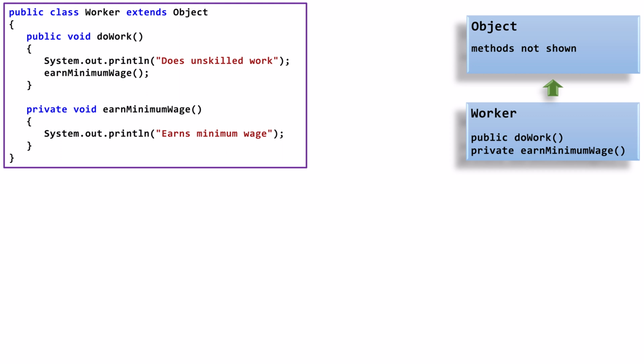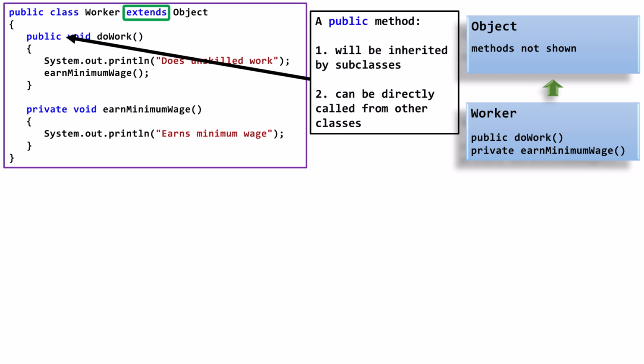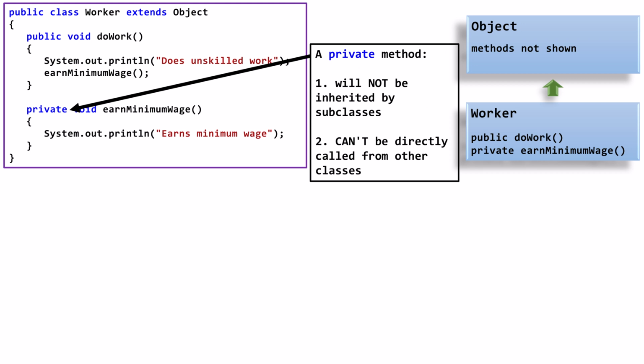Worker has two methods. doWork is a public method, which means 1, it will be inherited by subclasses, and 2, it can be directly accessed from other classes. earnMinimumWage is a private method, which means 1, it will not be inherited by subclasses, and 2, it can't be directly accessed from other classes.